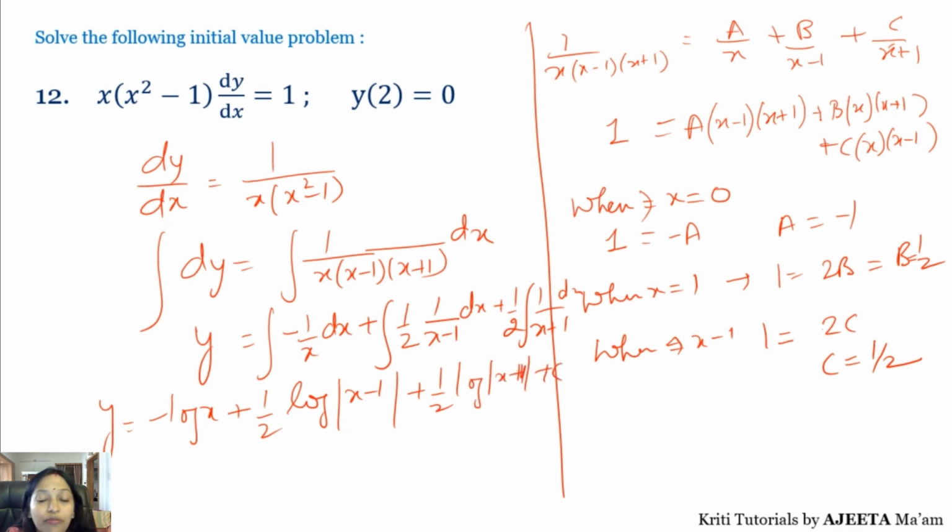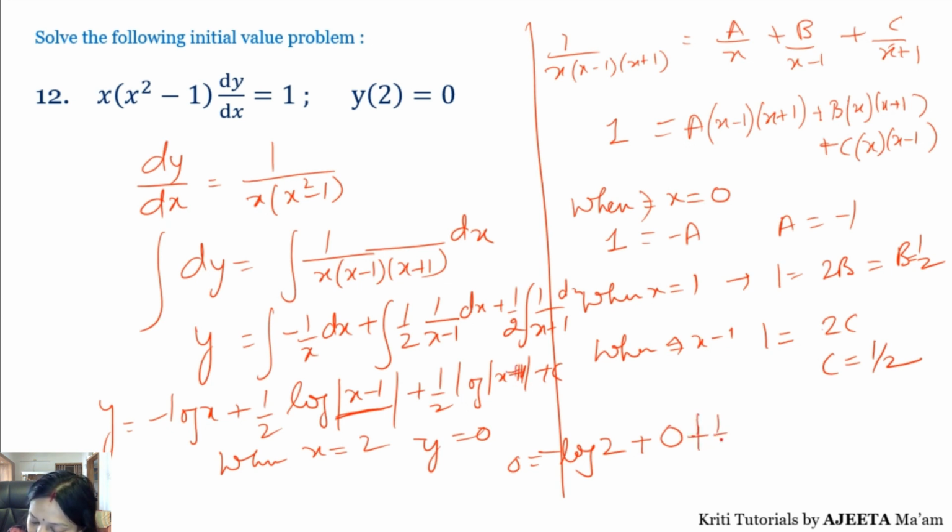Okay, so you have to find the particular solution. So when x is 2, y is 0. Let's put x as 2. So what do you get? 0 is equal to minus log 2 plus half log of 2 minus 1, which is 0. Oh, sorry, 2 minus 1 is 1, so this becomes log 1, which is 0. And 2 plus 1 is 3. So what's the answer for C? C is log 2 minus half log 3.